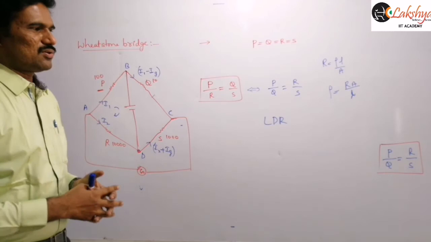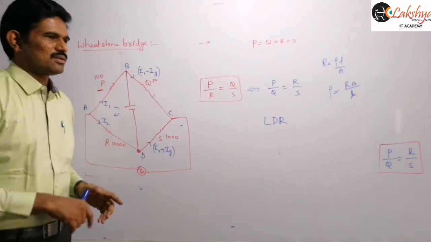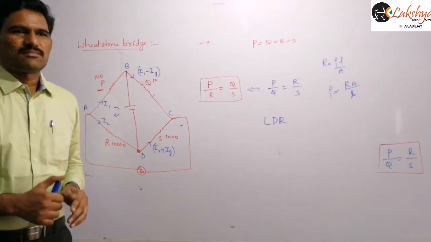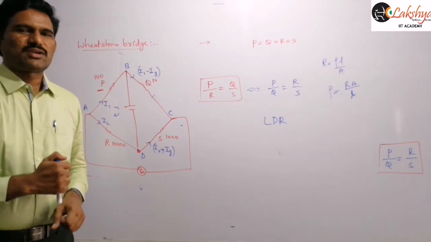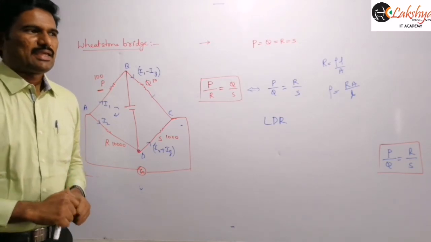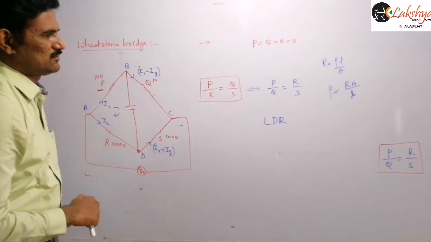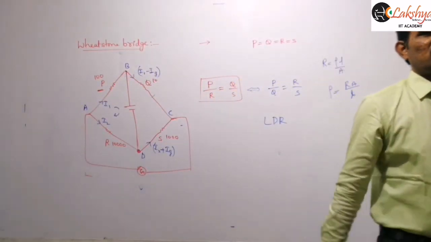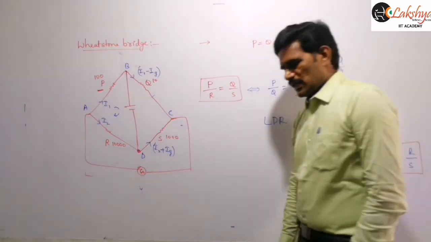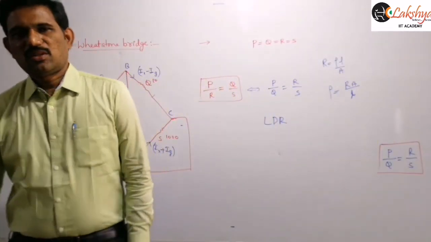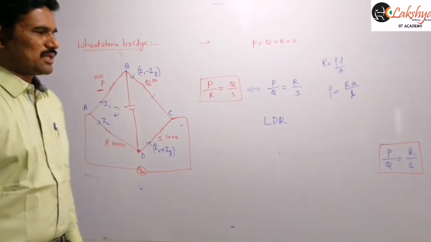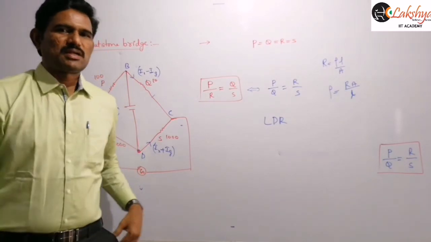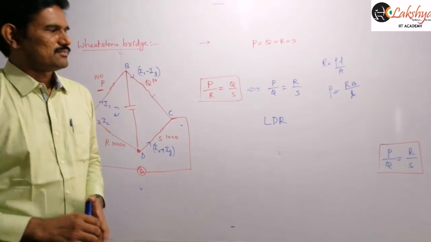So just mention that we can also find the intensity of light by connecting light dependent resistors in the Wheatstone bridge.